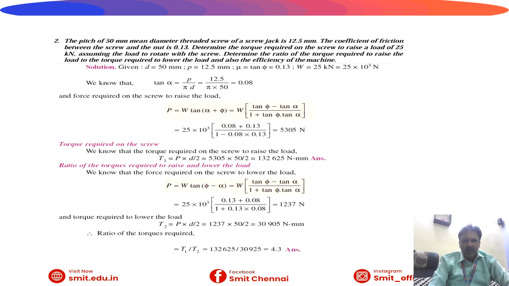Then the phi will come before. The helix angle will have the lesser angle, therefore it is minus alpha. Then torque required to lower the load, that is T2 equal to P into D by 2. Then 30,905 Newton mm. Ratio of the torque required, T1 by T2, you will be getting 4.3.